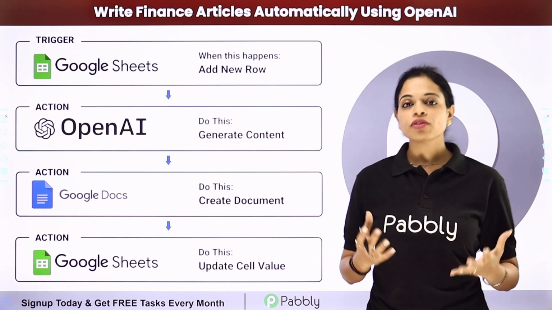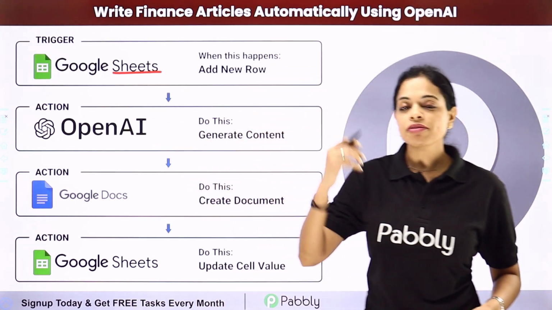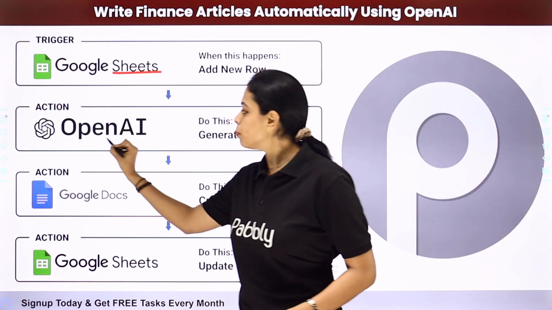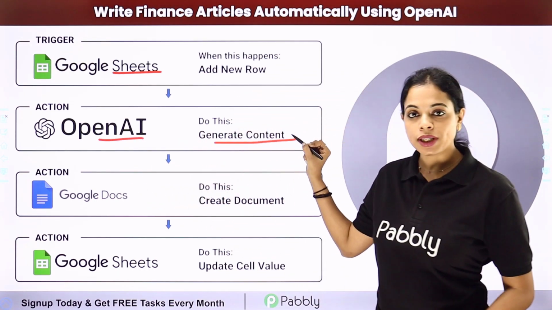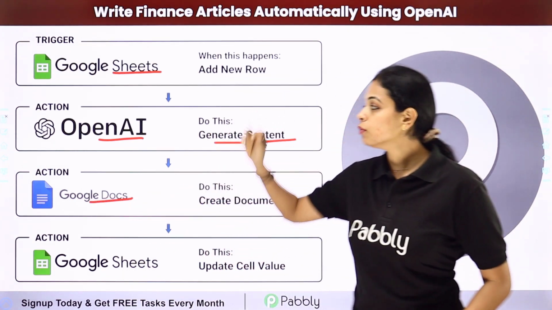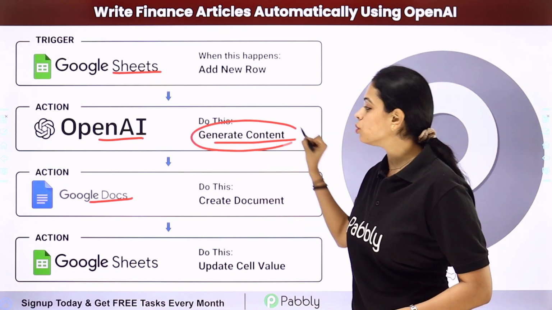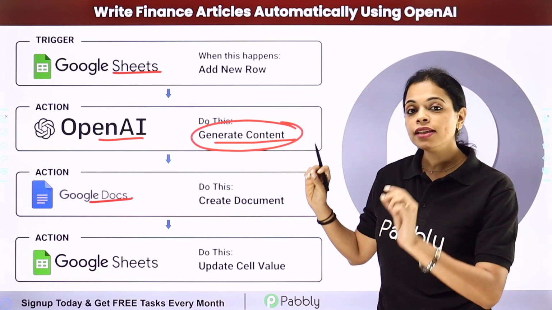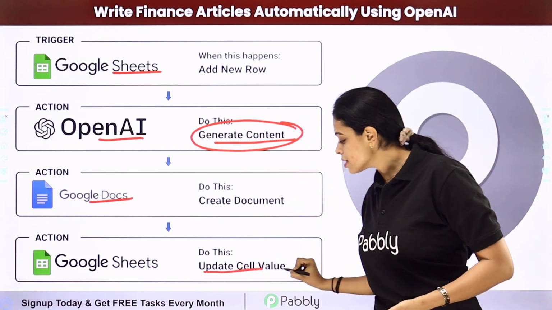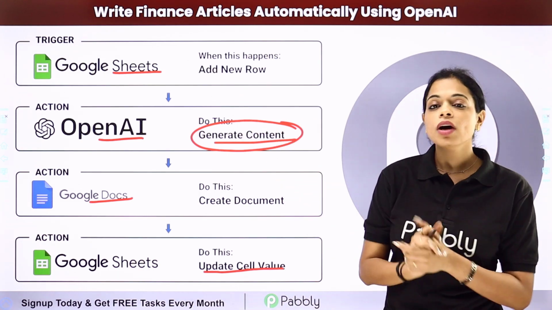So let's say that you have got certain titles and you have them in your spreadsheet. Now every time a new title is added there, you want that with the help of OpenAI the content should be generated, then a document should be created in Google Docs in the name of the title, and then it should be appended with the content that you have generated in OpenAI. Finally, the link of this updated document should be updated as a cell value in your Google Sheet, the same Google Sheet.